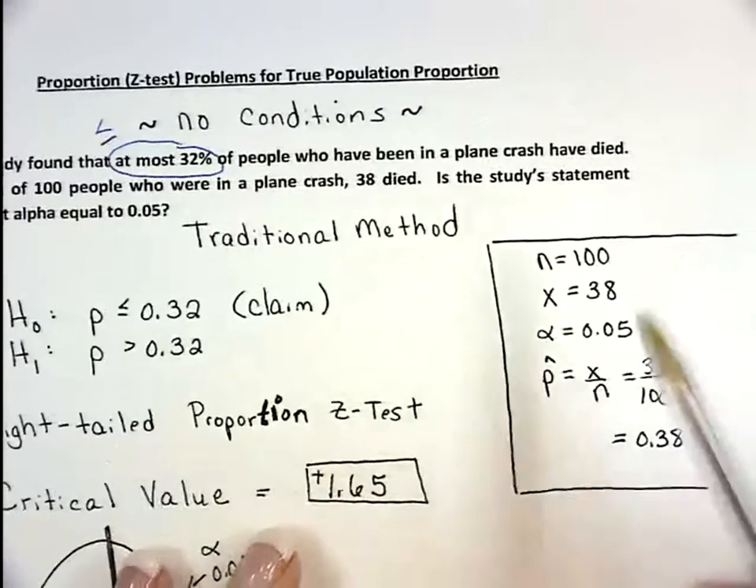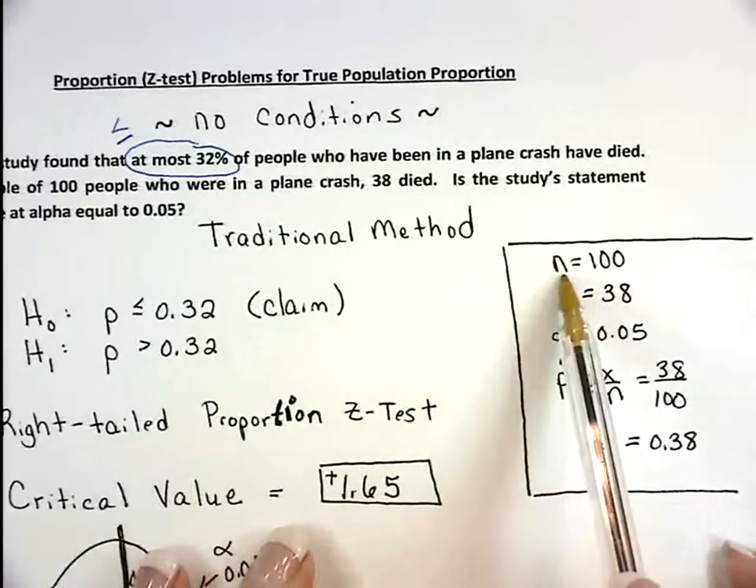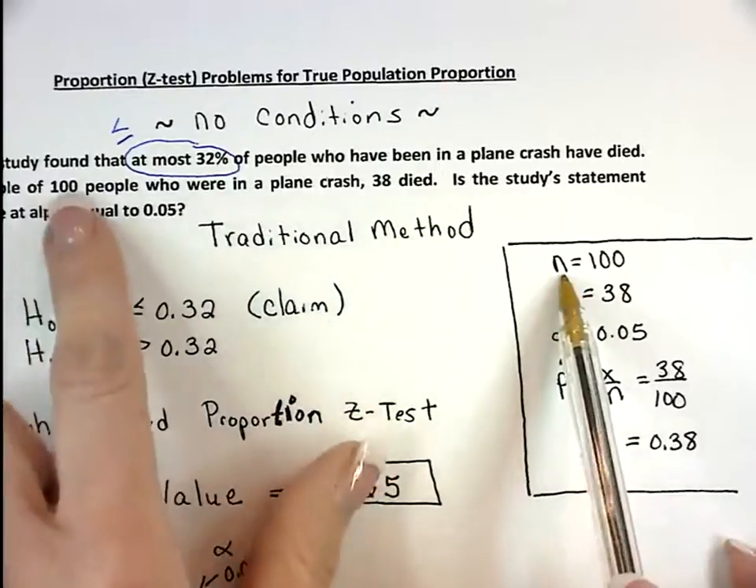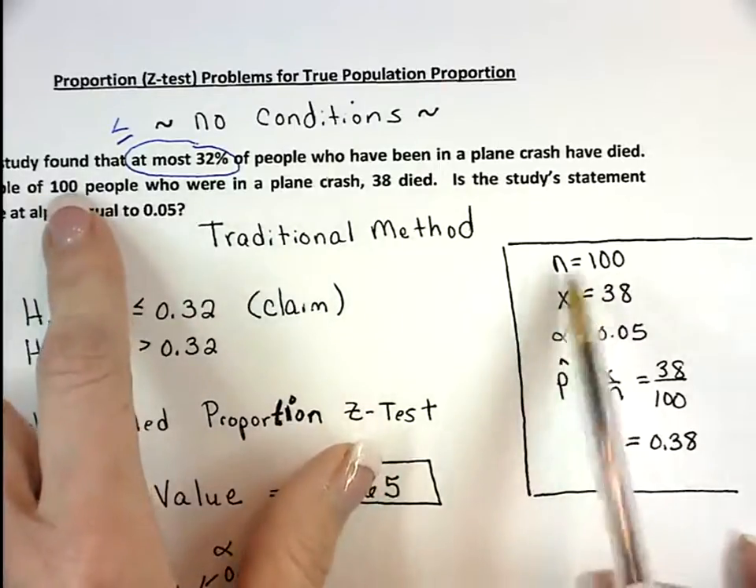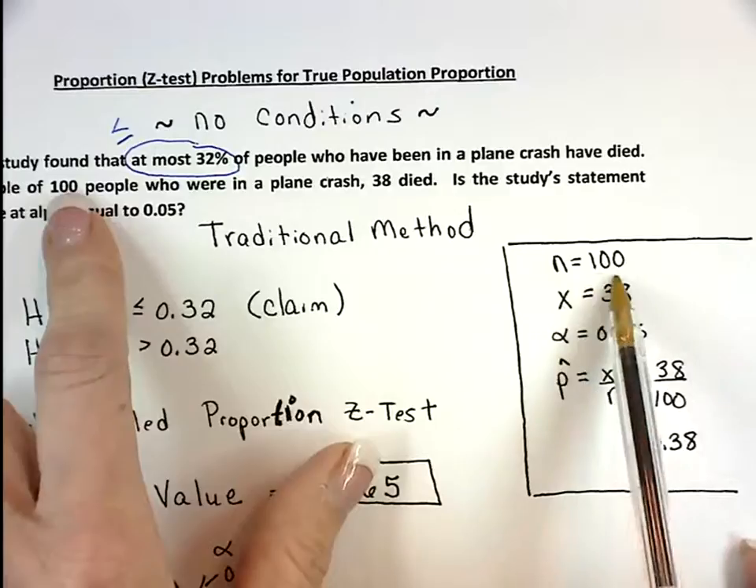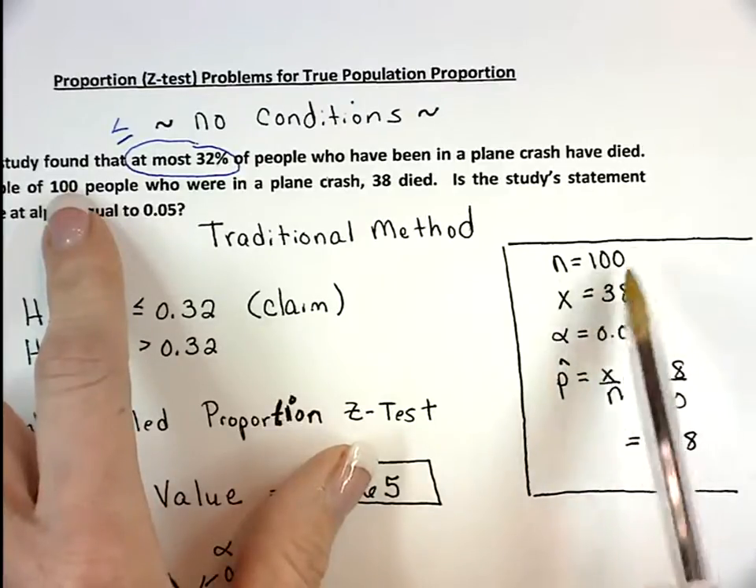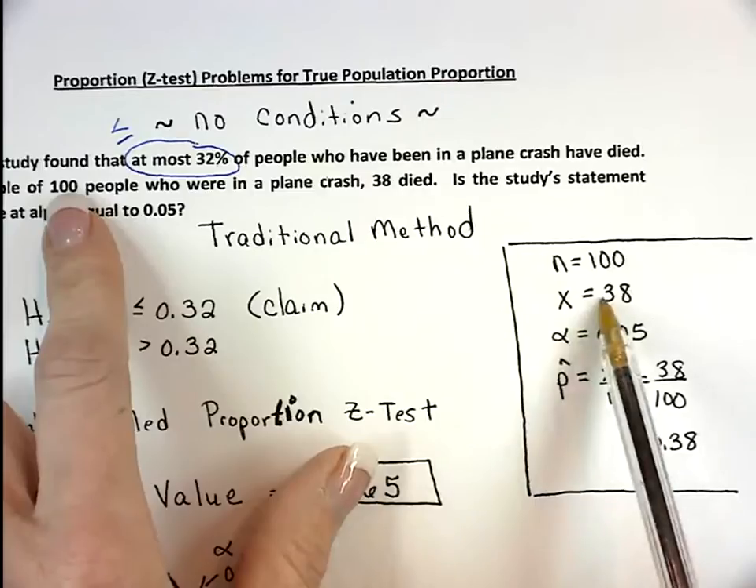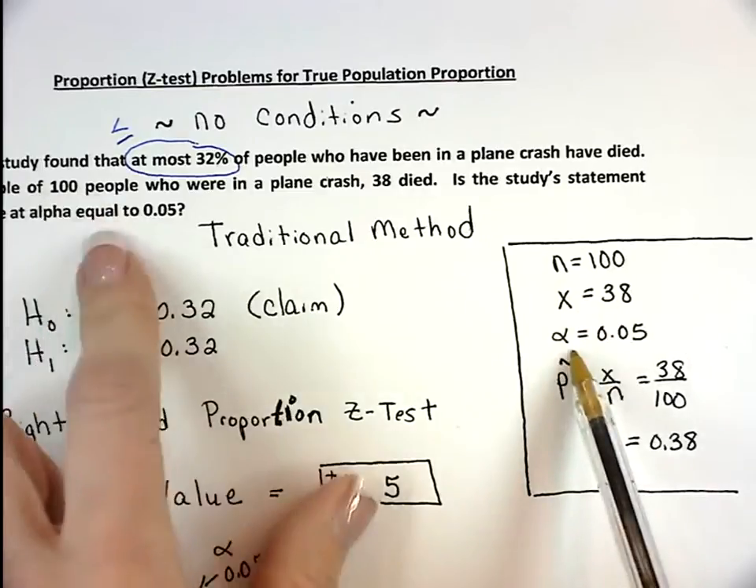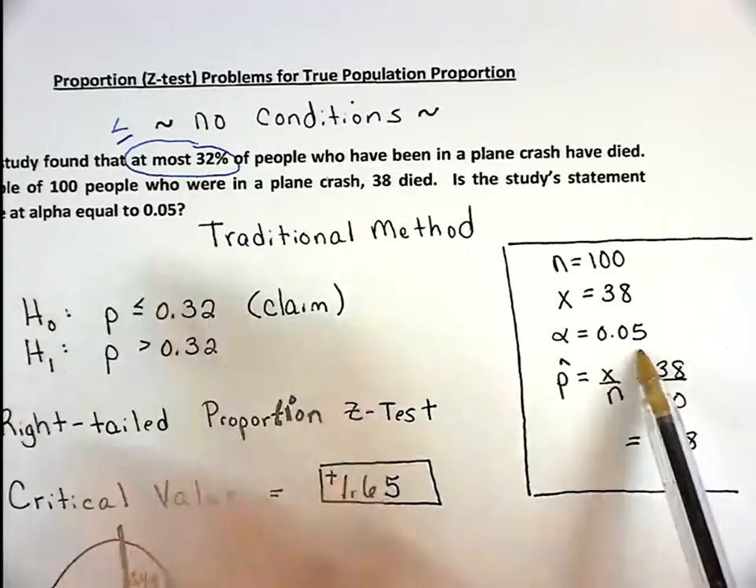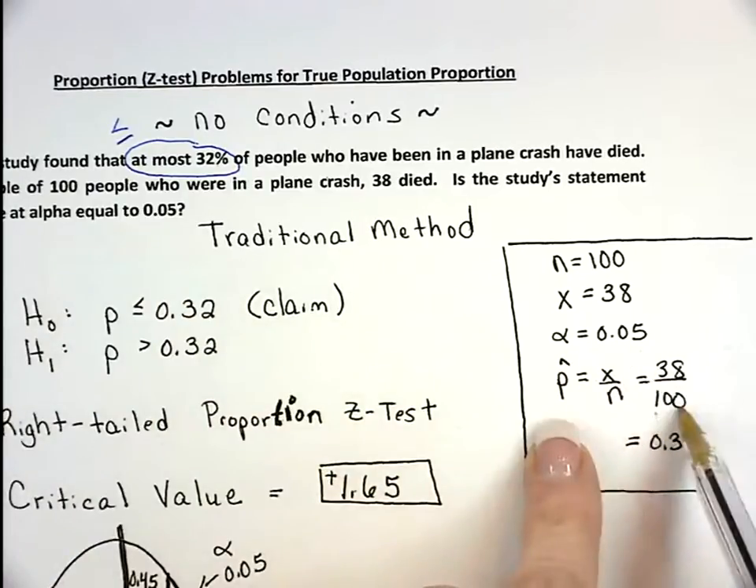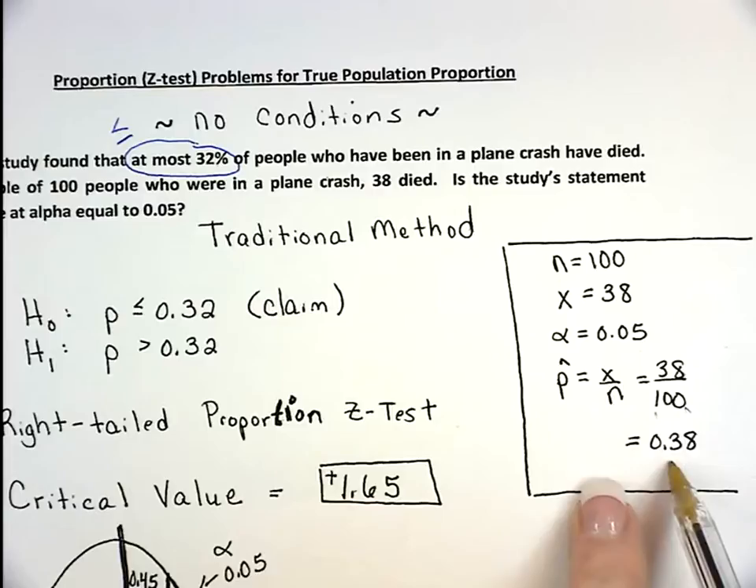Off to the side, I wrote down my sample information. They surveyed 100 people, or they collected the information from 100 people who've been in a plane crash and found that 38 out of the 100 died. This is going to allow you to calculate p-hat, the sample proportion. Test the study statement or claim at alpha equals 5%. So therefore, p-hat is 38 out of 100, and that's 38%, or 0.38. So that's the given information.